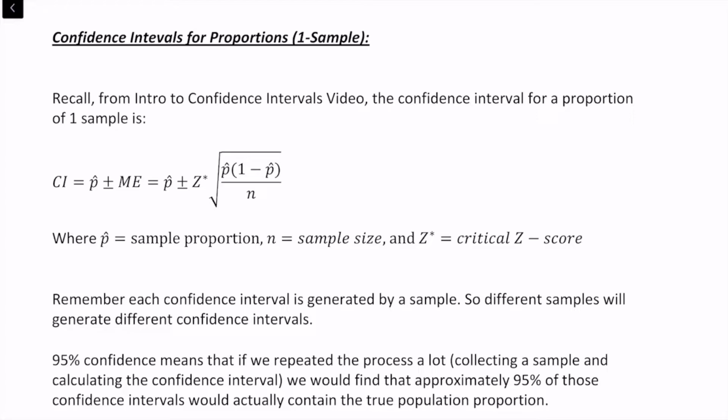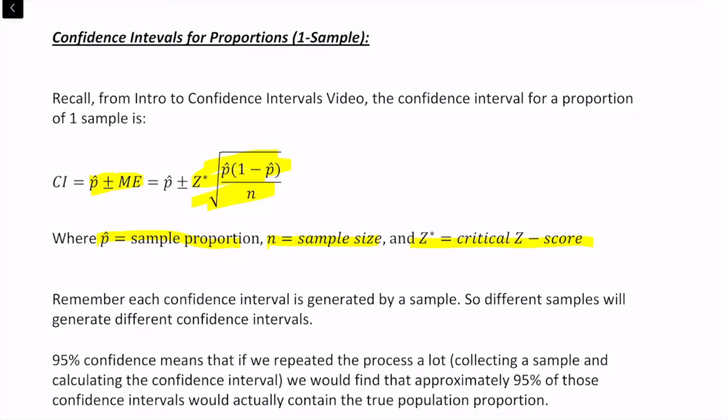We take our sample proportion, and we add and subtract the margin of error. So what's the margin of error for a one sample proportion? It's going to be our critical z-score times the square root of our sample proportion times 1 minus the sample proportion, divided by n. Once again, p hat is our sample proportion, n is our sample size, and z star is our critical z-score, which is based off of the confidence level.